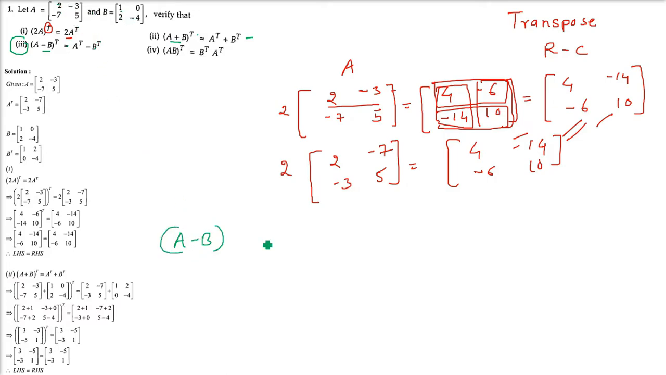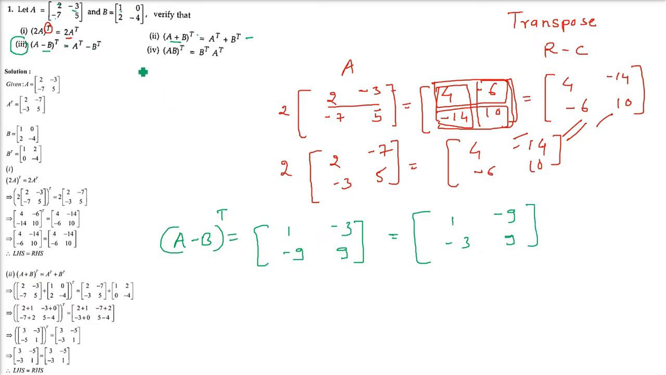So 2 minus 1, I'm directly doing it. 2 minus 1 is 1, -3 minus 0 is -3. -7 minus 2 is -9. 5 minus (-4) is 9. Now I'll take the transpose of this. Row to column. So 1, -3, -9 and 9.